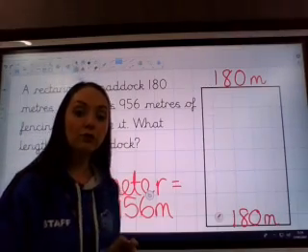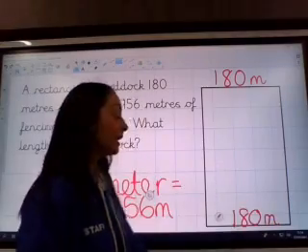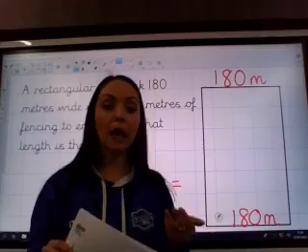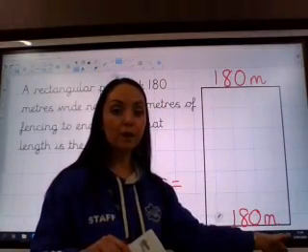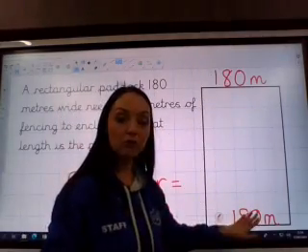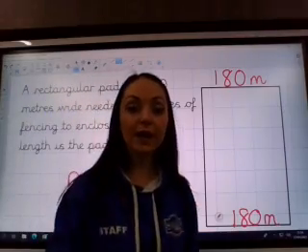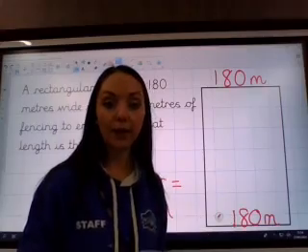Okay, so all you've got to do now is add 180 and 180, take it away from 956, and then whatever you've got left, that is for both of these sides. Okay, but you only need one side. So do 180 add 180, take it away from 956, divide your answer by 2, and that will give you the length of your paddock.